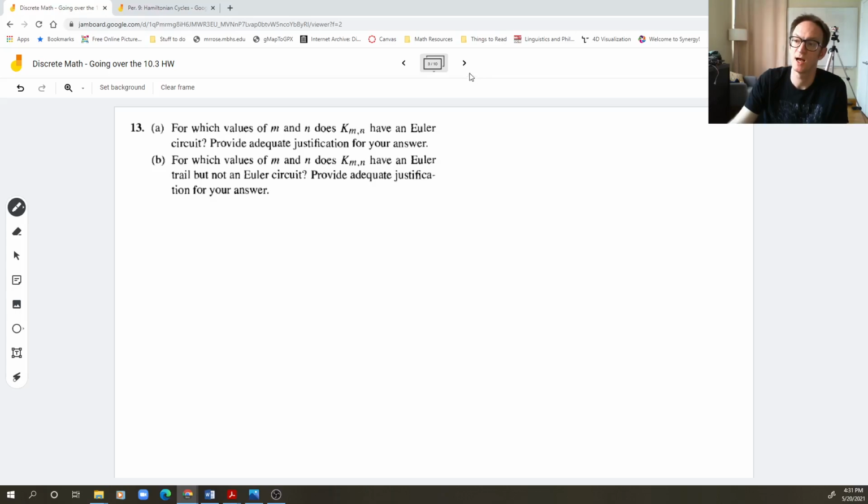Next, 13. For which values of m and n does K_{m,n} have an Euler circuit? Provide adequate justification for your answer. Okay, so we're looking at the bipartite graphs. I can tell that what's going to matter is whether they're even or odd. So I haven't actually done this problem, but I did plan to look at a case where one of them is even, one of them is odd, where they're both even, and where they're both odd. Did I prepare these in advance? No. But did I prepare to draw these pictures mentally? Yes.